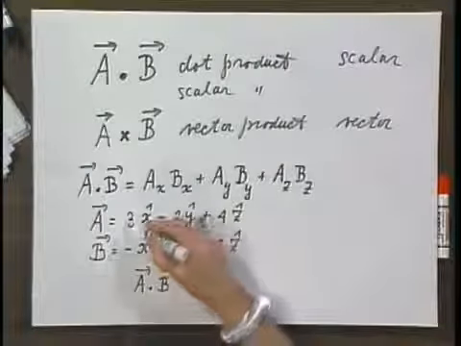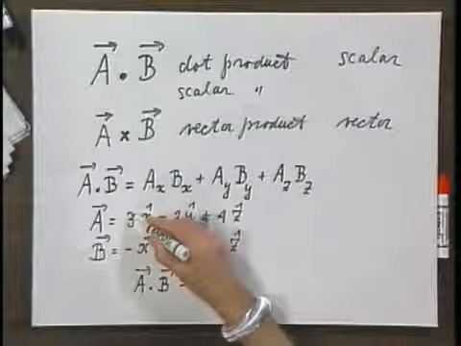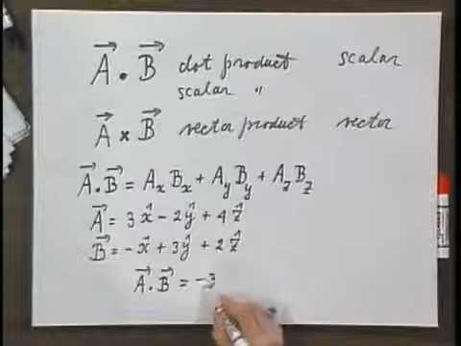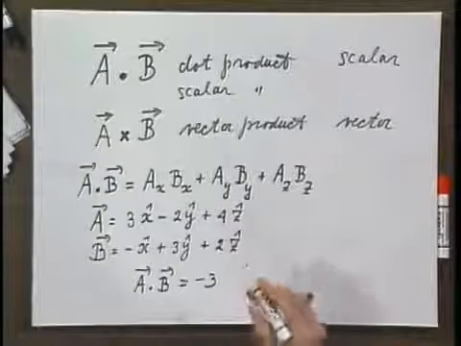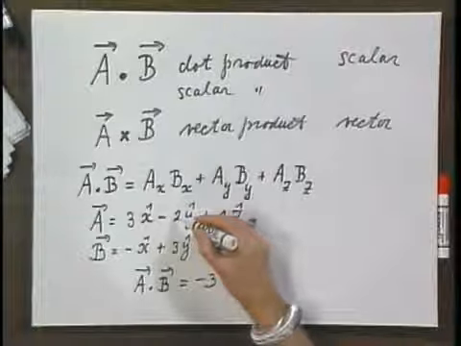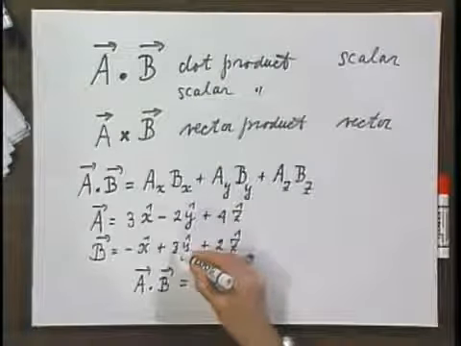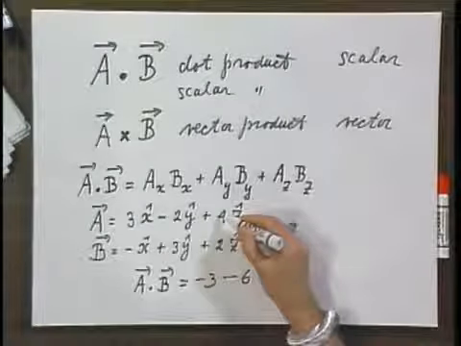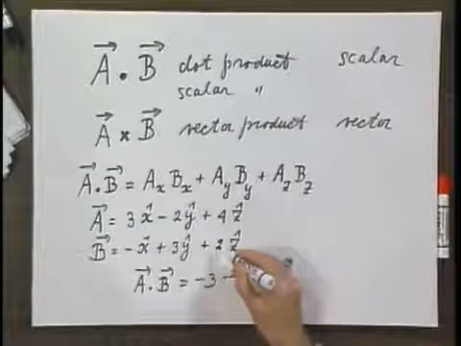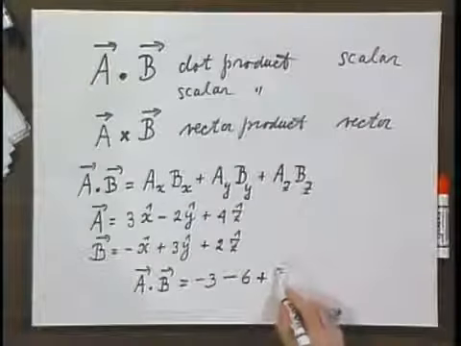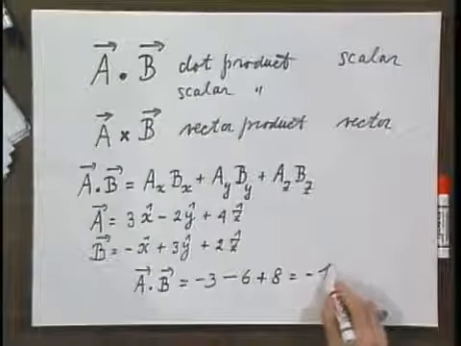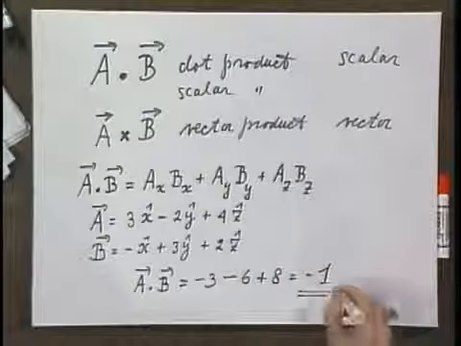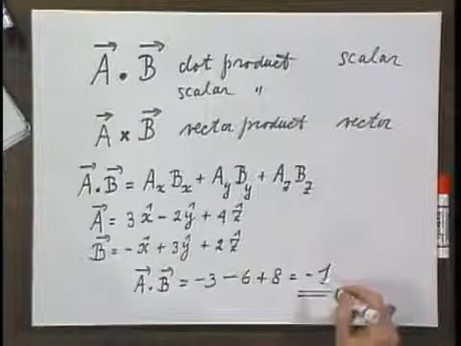It is the x component of A times the x component of B, which is 3 times minus 1 is minus 3, plus the y component of A times the y component of B, which is minus 6, plus the z component of A times the z component of B, which is plus 8. And so the outcome equals minus 1. So this dot product is a scalar, has the outcome which is minus 1.